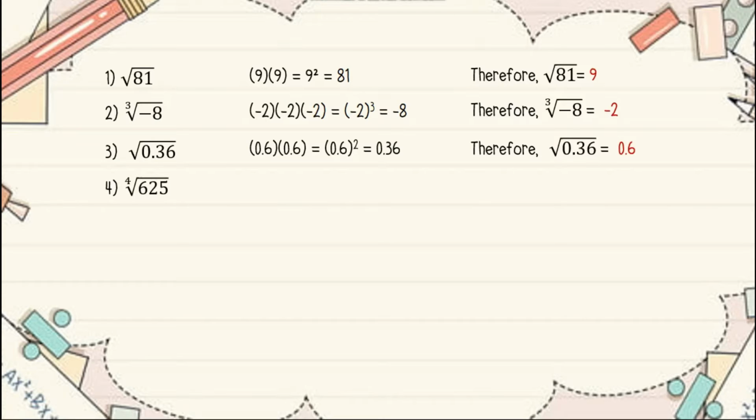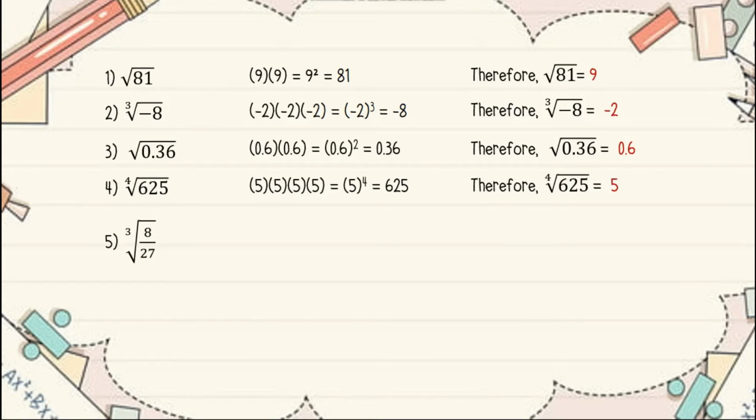Another, the fourth root of 625. The index here is 4, meaning to say, you're going to think of a number multiplied by itself 4 times that will be equal to 625. And that is 5, or 5 to the 4th power. Let's see. 5 times another 5 is 25. 25 times 5 is 125. And 125 times another 5 is equal to 625. Therefore, the fourth root of 625 is 5.